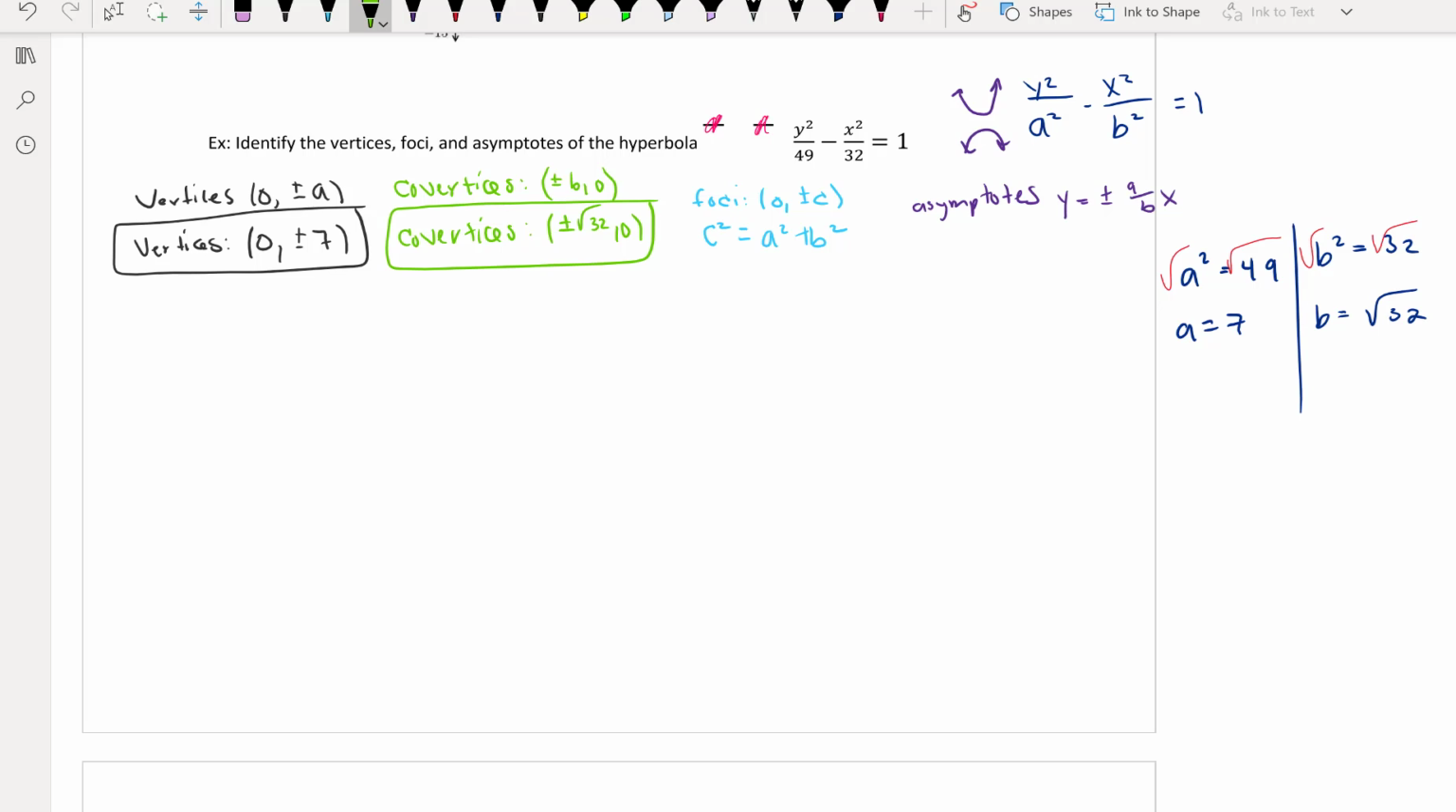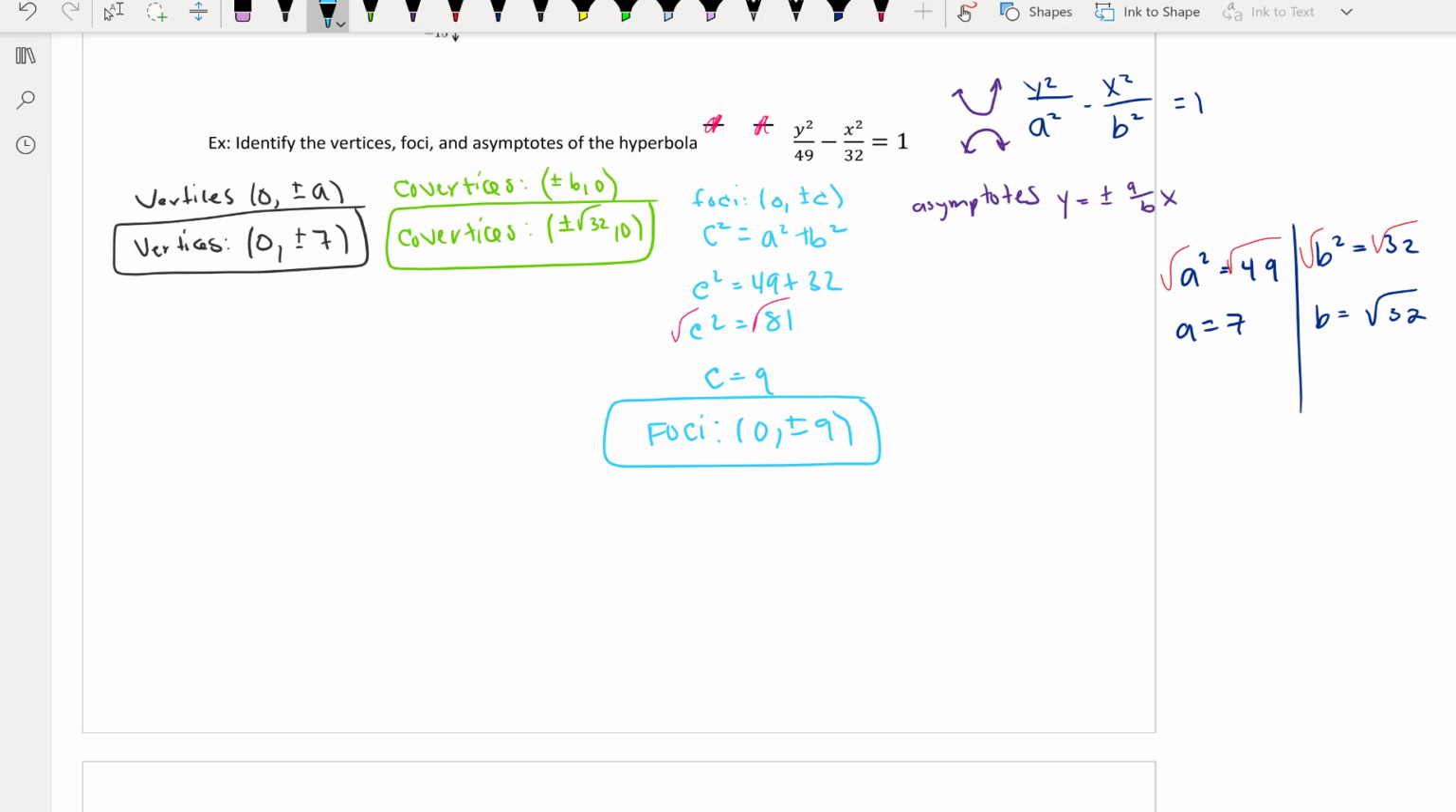And then the next thing that they want is the foci. So for the foci here, I'm going to have to do some math, and that's okay. I'm not afraid of math. I have that c squared is equal to my a squared, which was 49, plus my b squared, which is 32. So I'm going to have to get my calculator. 49 plus 32 is equal to 81. So when I square root both sides, my c value is going to equal 9. So therefore my foci is going to be 0 plus or minus 9.